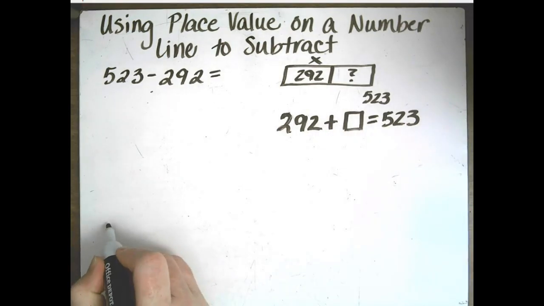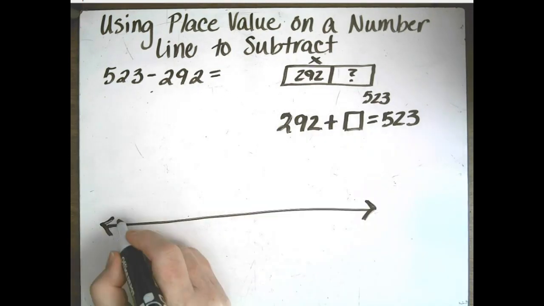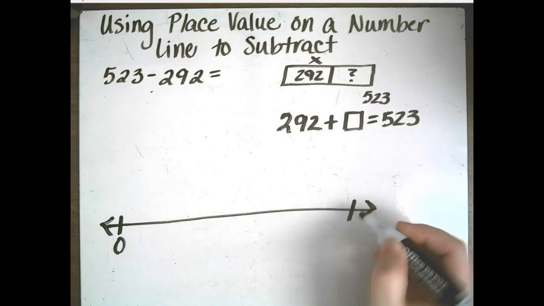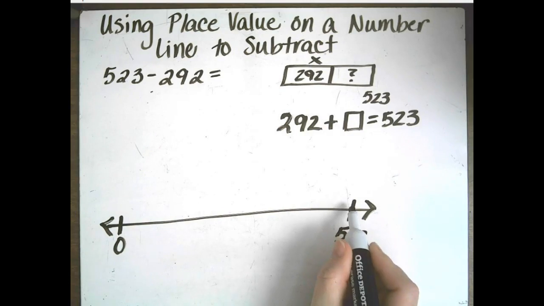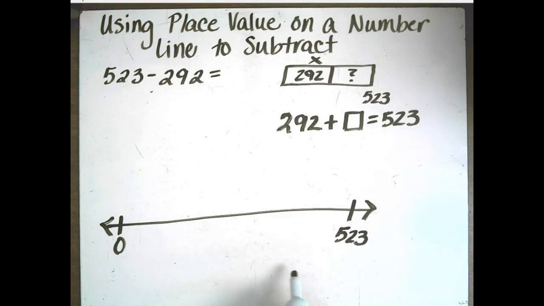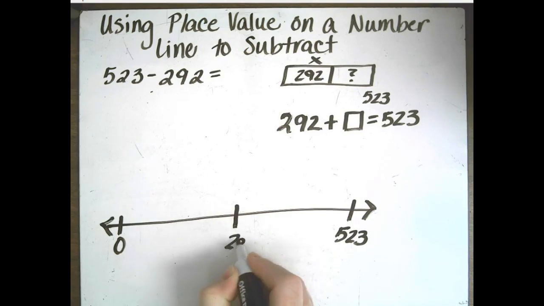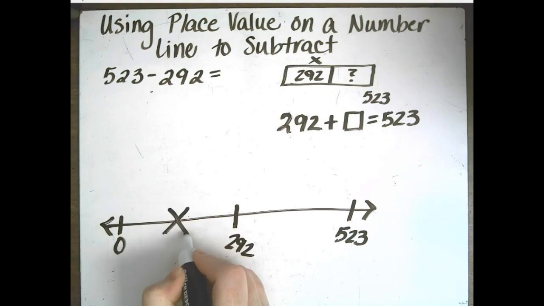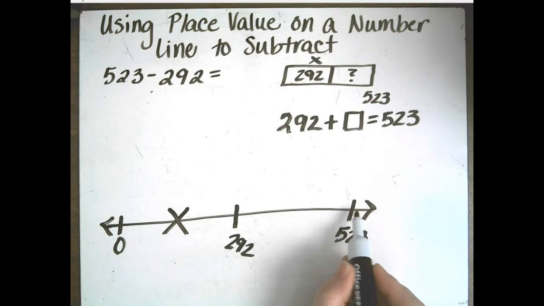In a number line, I would show the whole as 0 starting here and 523 here. This is all that I have, 523. I know part of it has been used up. 292 has been used up. So I'm going to go ahead and cross out. 292 is about here. So 292 has been used up, has been taken away, is no longer available. I need to find the difference now between 292 and 523.